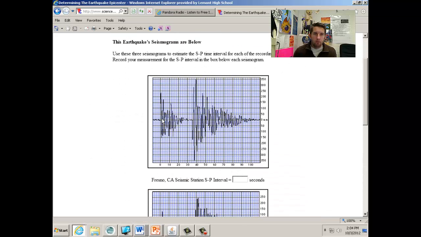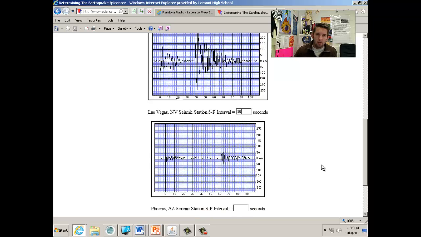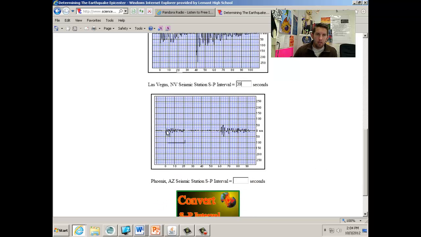Okay, first one, here's Fresno. So we have the beginning, the P wave arriving here. We have the S wave arriving here. What's that interval? Each vertical line is 2. So we're looking at 35 seconds. Okay, it took 35 seconds for those waves to travel from the origin to the station. How about Vegas? Here's the primary wave, secondary wave. If you read the graph, we're at 39 seconds. Type that in. And finally, Phoenix.